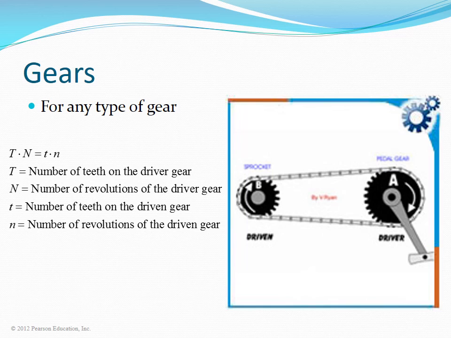For any type of gear, we use one basic formula where big T is the number of teeth on the driver gear, big N is the number of revolutions on the driver gear, little t is the number of teeth on the driven gear, and little n is the number of revolutions of the driven gear.